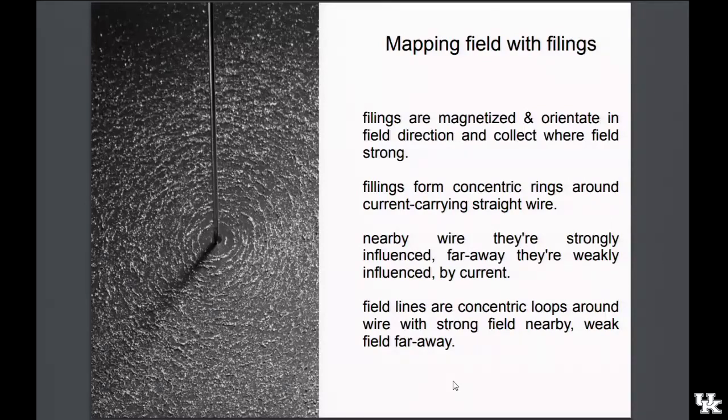In this picture, you can see the spirals or circles of iron filings that are mapping out the field. As you get further from the wire, the circles become less clear. As you get close to the wire, the circles become very clear. That's because the influence of the wire is much stronger near the wire. The influence of the wire is much weaker far from the wire. So the iron filings also map out the field.